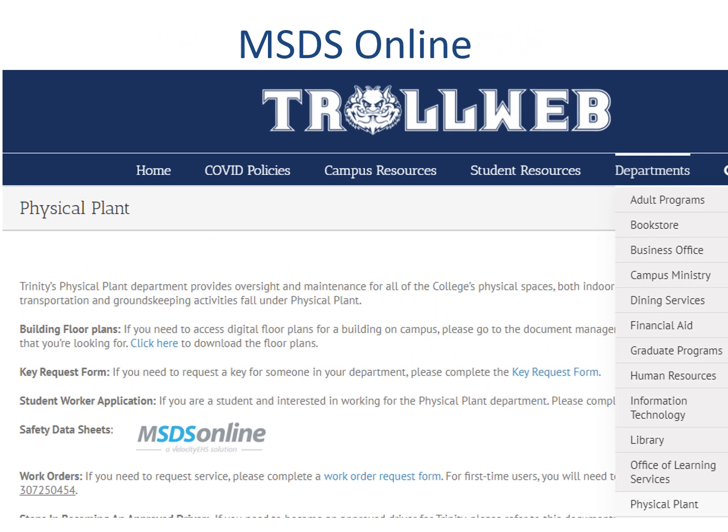Hazard information is found for any individual molecule using the MSDS, which stands for Material Safety Data Sheet. You can find all of them digitally through TrollWeb. Navigate to the physical plant portion under Departments, and then the MSDS online service is the only thing that has an awesome icon. It is, after all, a Velocity EHS solution.